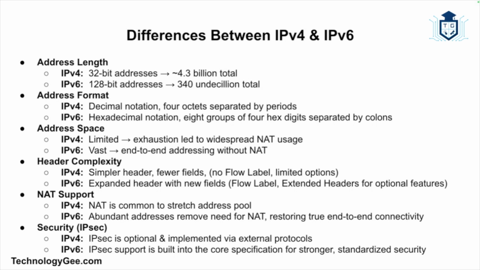When it comes to IP version 6, its address length is 128 bits. Its address format is hexadecimal notation, comprised of 8 groups of 4 digits separated by colons. Its address space is virtually unlimited, with approximately 340 undecillion unique addresses. So just think of 340 billion addresses. Its header is more complex, with additional fields for improved functionality. It does have support for network address translation, although it's not needed due to the abundant address space. And it has built-in security for IPsec, providing enhanced security features.